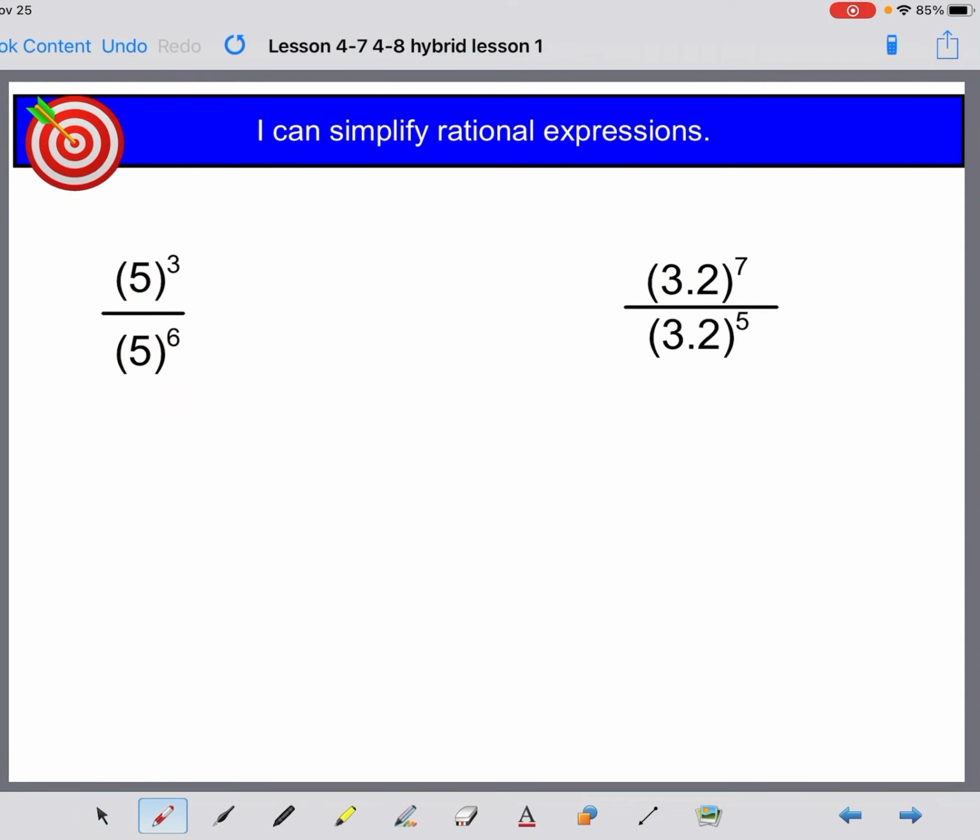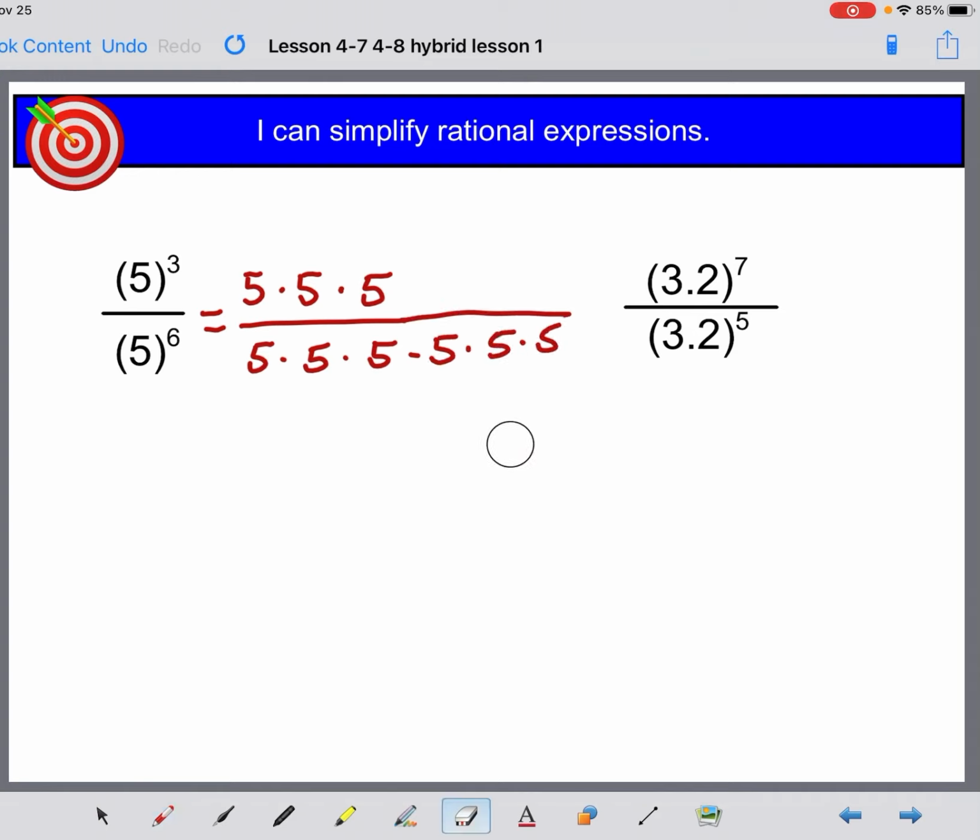Division with exponents is much the same. We're going to write out our exponents in expanded form. I have 5 to the third, 5 times 5 times 5 in the numerator. And I have 5 to the 6th in my denominator. Now, what is 5 divided by 5? 1. 5 divided by 5 is 1. 5 divided by 5 again is 1. So really I have 1 times 1 times 1, or just 1 in my numerator. And in my denominator, 1 times 1 times 1 times 5 times 5 times 5.